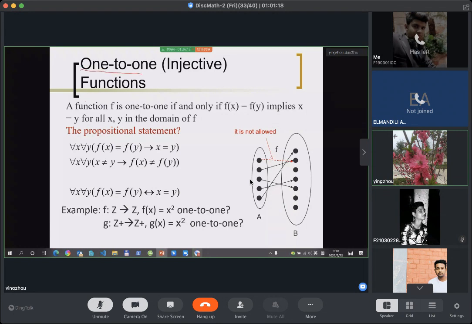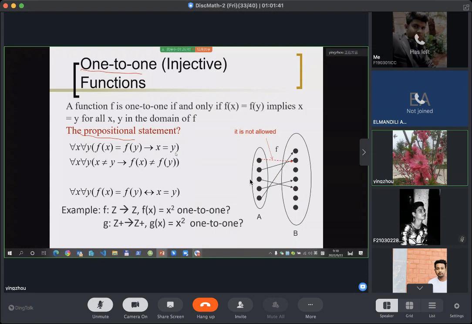So how to describe this special function? We also use the propositional logic expression to describe this. That means for all x, all y, if f(x) equals f(y), then x has to equal y. When you satisfy this condition, we can say it is a one-to-one function.